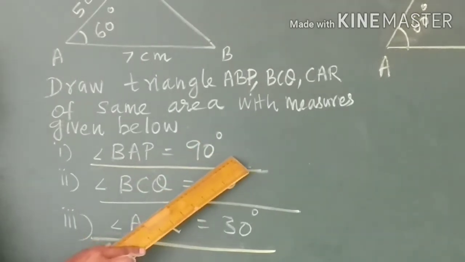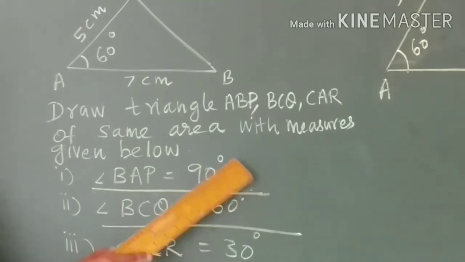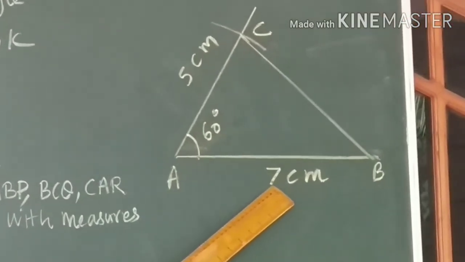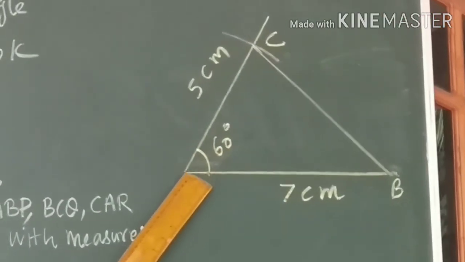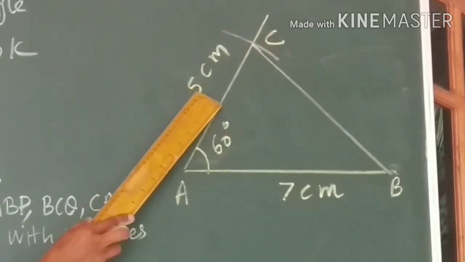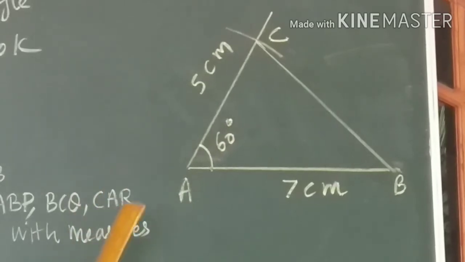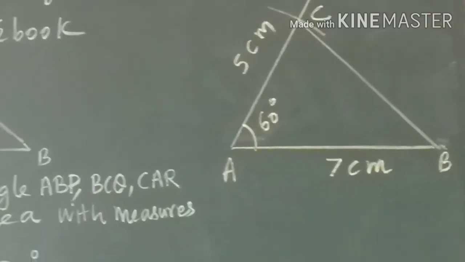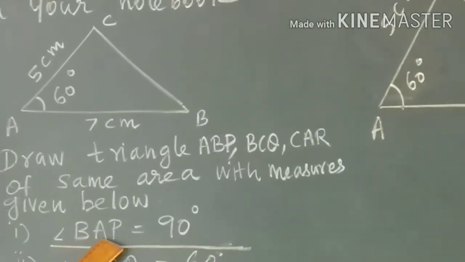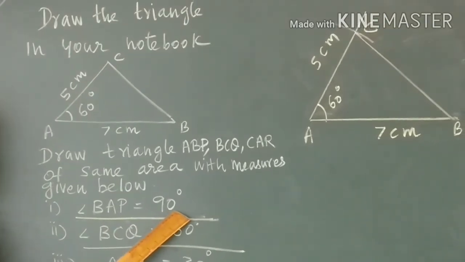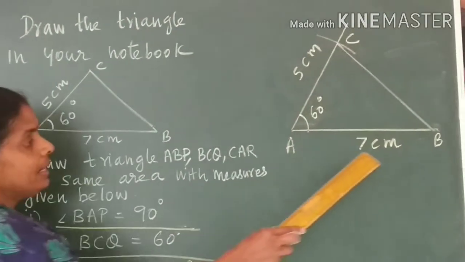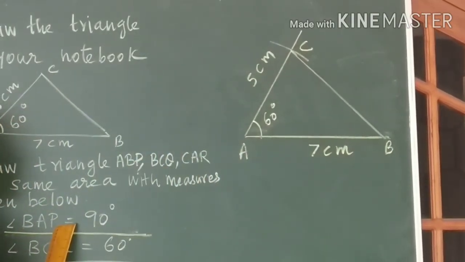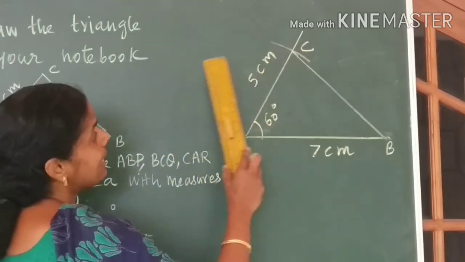For drawing such a triangle, first of all, I have drawn this triangle here with the measurements. AB is 7. For 60 degree, a line is drawn. For 5 centimeter, an arc is cut. Join C to B, and we get the triangle. Now come to the first question. Angle BAP is equal to 90 degree. That is, take the base as BA. Now P will be a point on this parallel line.